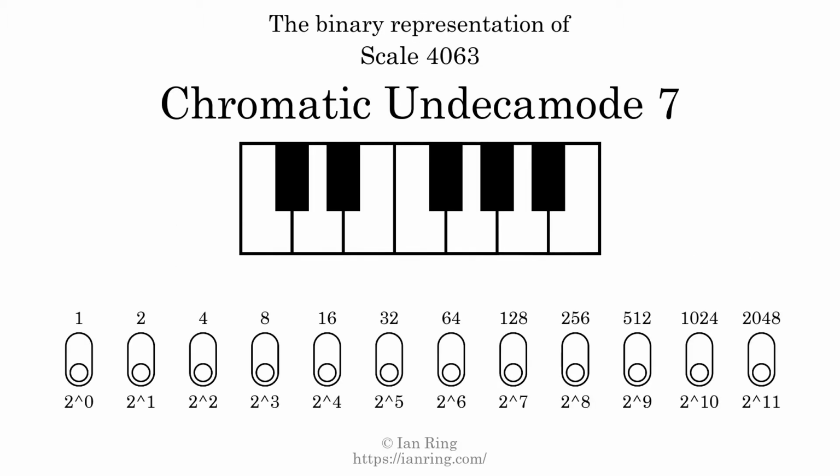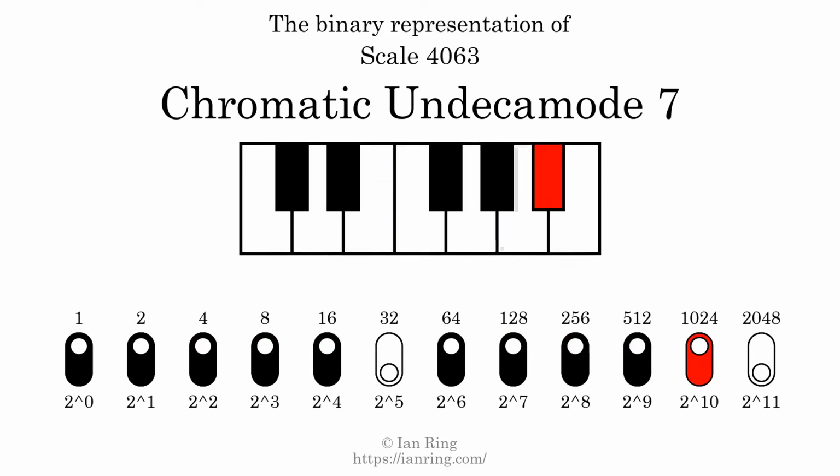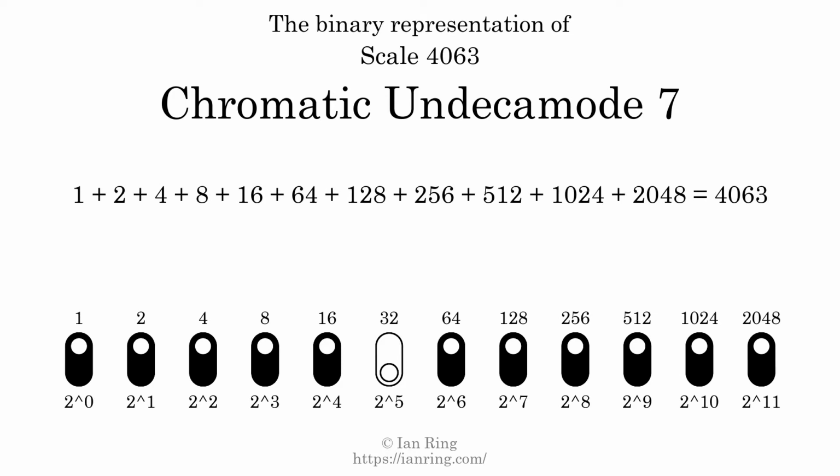The binary representation of this scale is determined by mapping tones of the scale to binary digits. Each binary digit represents a power of 2. To get the scale number, we add the powers of 2 together. The powers of 2 that are present in the scale, all added together, equals 4063. That is why the scale number, in decimal, is 4063.